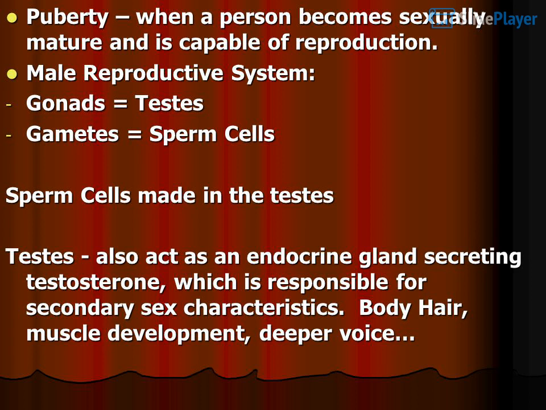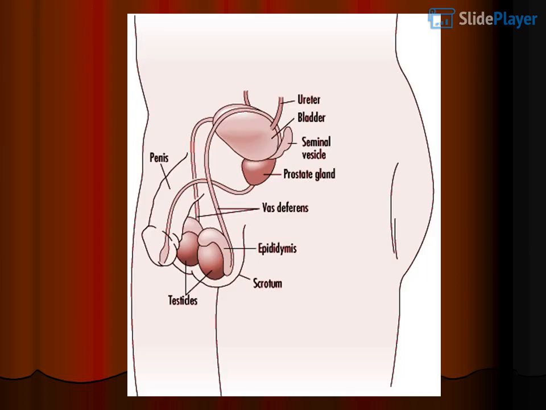Gametes equals sperm cells. Sperm cells are made in the testes. Testes also act as an endocrine gland secreting testosterone, which is responsible for secondary sex characteristics: body hair, muscle development, deeper voice.